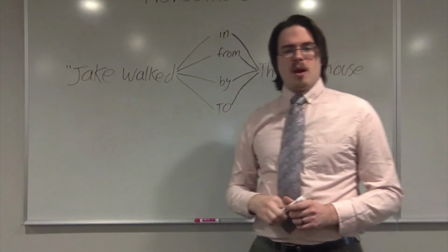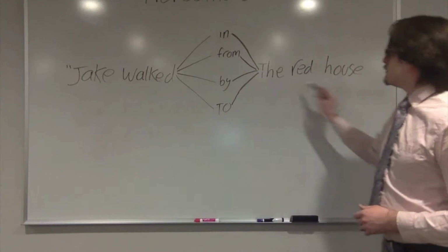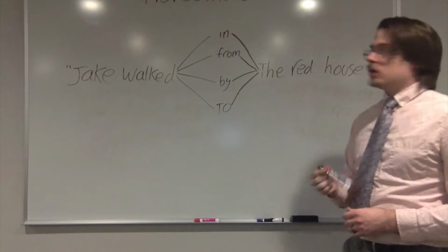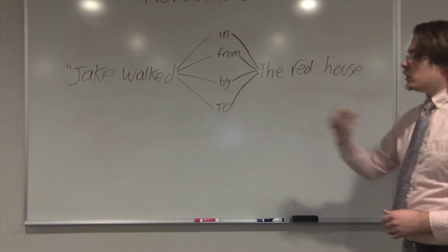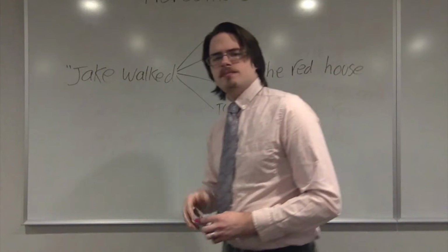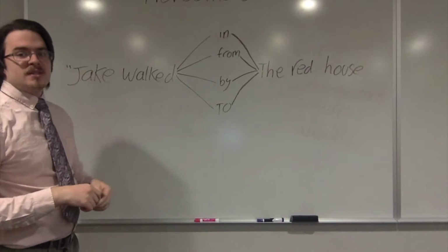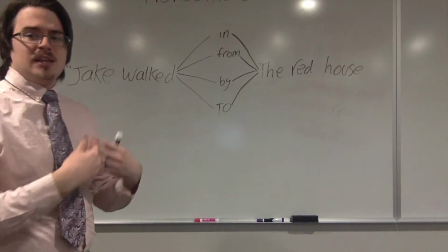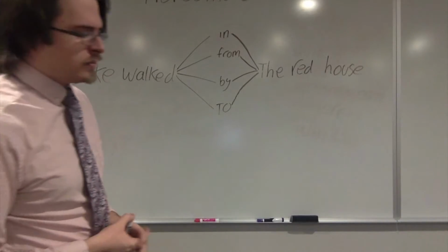We could choose a different preposition and it would change the meaning, such as, from the red house, or by the red house, or to the red house. You can see how the preposition alters our understanding of the verb. So we would say this prepositional phrase is functioning like an adverb. It's describing the verb and what it means.